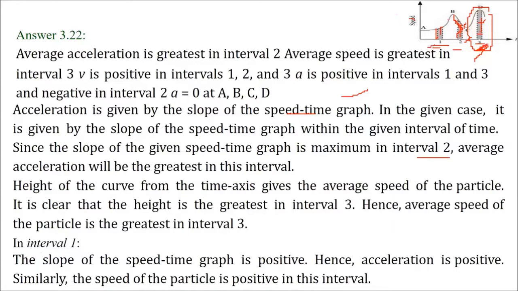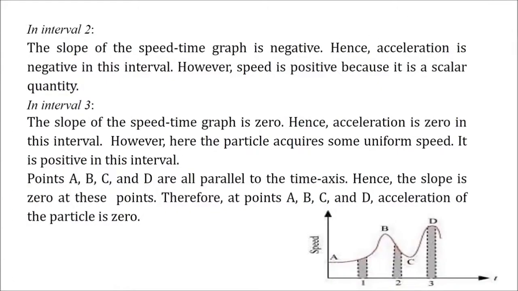So first of all, let us talk about interval 1. The slope of the speed graph is positive here. You see this, if I draw a tangent, it is positive. So the acceleration is positive. The speed of the particle is also positive in this interval. When we go to the second interval, see, this slope of the speed-time graph is negative. So acceleration is negative. But the speed is positive because it is a scalar quantity.